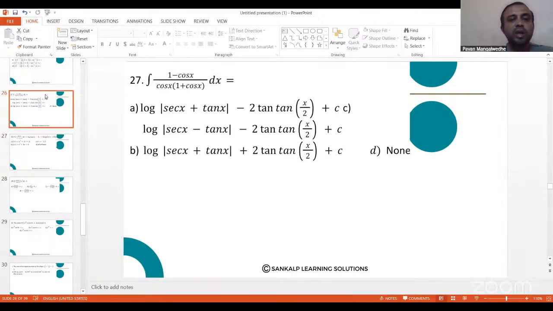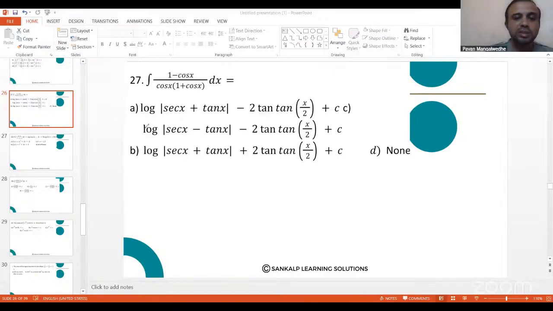Integration of (1 minus cos x) upon cos x into (1 plus cos x) dx. What is the value of this? Option A is log of mod of sec x plus tan x minus 2 tan of x by 2 plus c. Option B is log of mod of sec x plus tan x plus 2 tan of x by 2 plus c. It is a bit misprinted, the option numbers are changing.